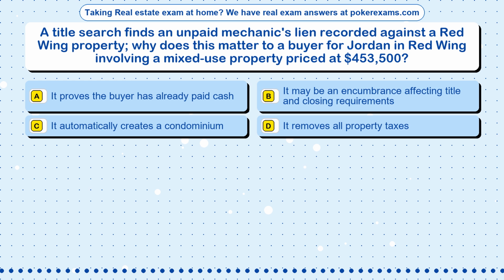Question 98. A title search finds an unpaid mechanics lien recorded against a Red Wing property. Why does this matter to a buyer for Jordan and Red Wing involving a mixed-use property priced at $453,500? Option A. It proves the buyer has already paid cash. Option B. It may be an encumbrance affecting title and closing requirements. Option C. It automatically creates a condominium. Option D. It removes all property taxes.